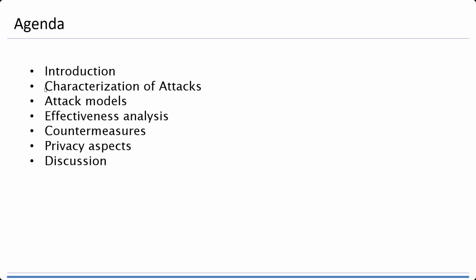So there are some agenda items in our class today. I would like to introduce what an attack is and the characterization of attacks. And there are some attack models. And then I will let you know about the effectiveness analysis and some of the countermeasures. Countermeasures means something that we can do to handle the attack, and privacy aspects. So there is some privacy concern during the attack.